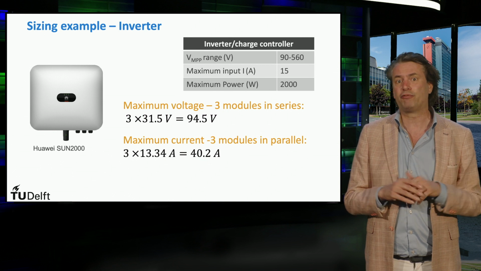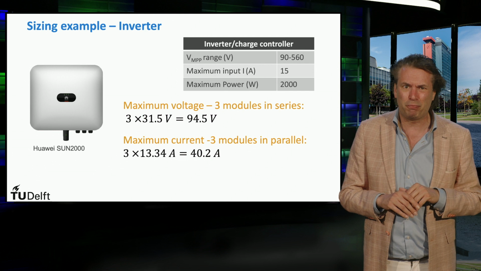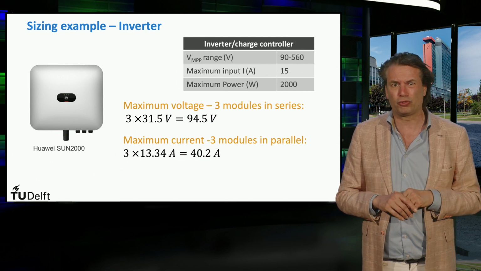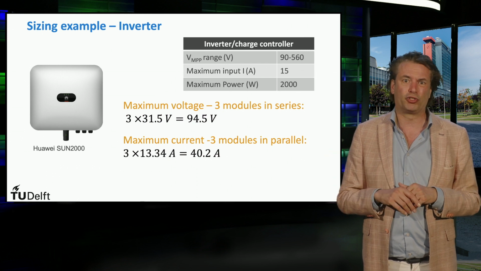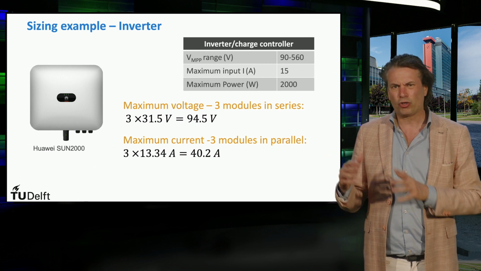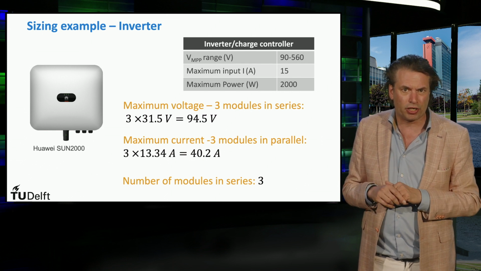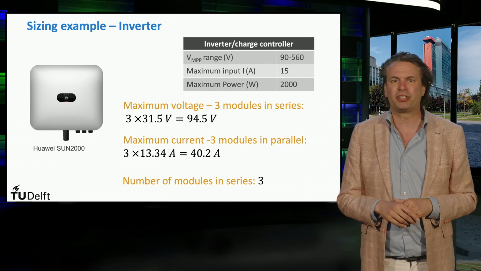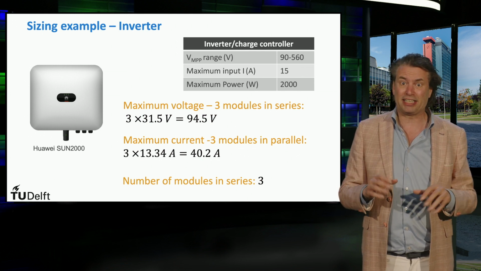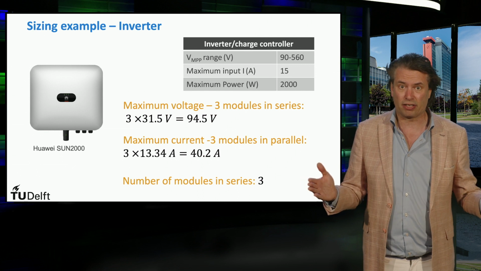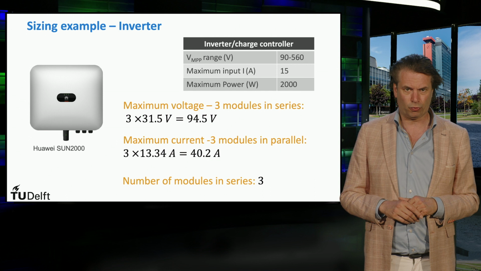amps. In this case, if the modules were operating under short circuit conditions, the maximum input current of the charge controller and inverter would be 3 times 14 amps, which is 42 amps. So, considering the specs of the inverter and charge controller, the maximum input current is equal to 15 amps, which means that the 3 modules should be connected in series in a single string. The voltage of the 3 modules in series fits with the input range given here.